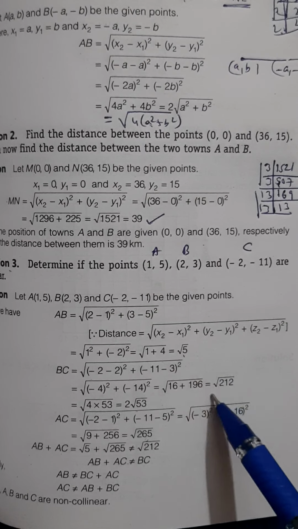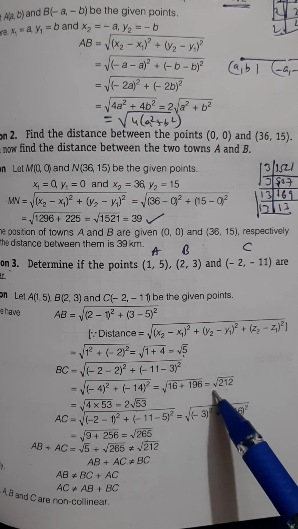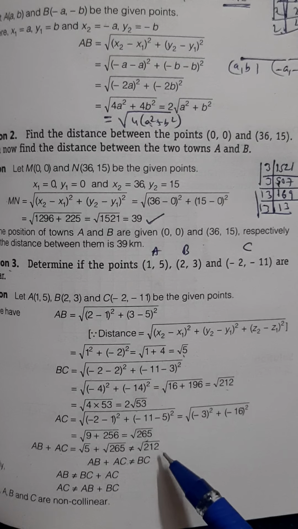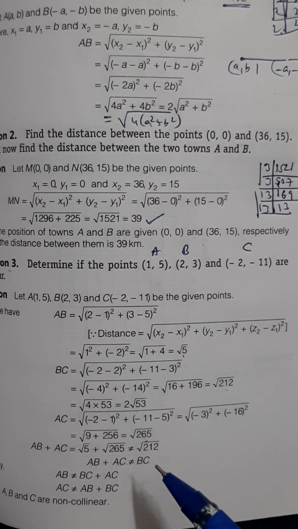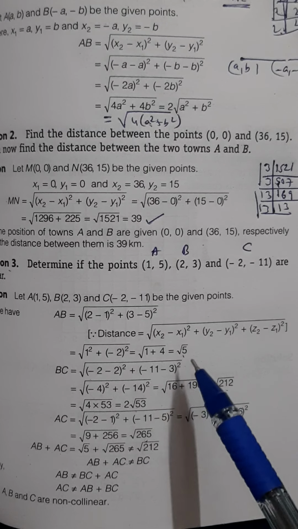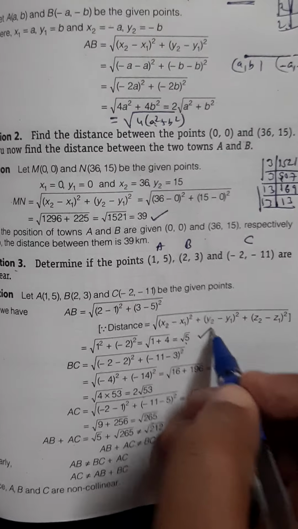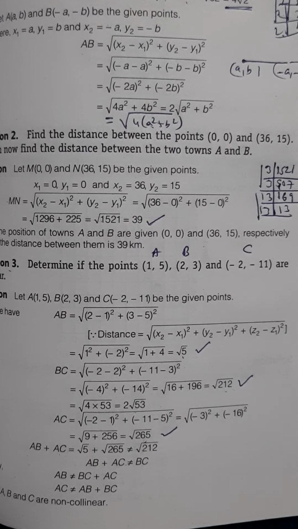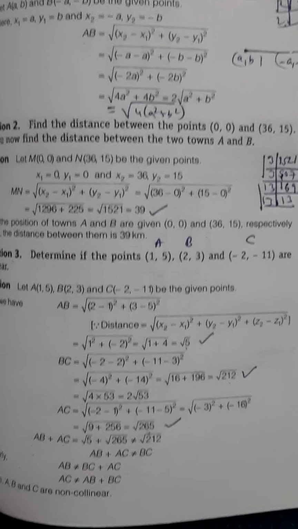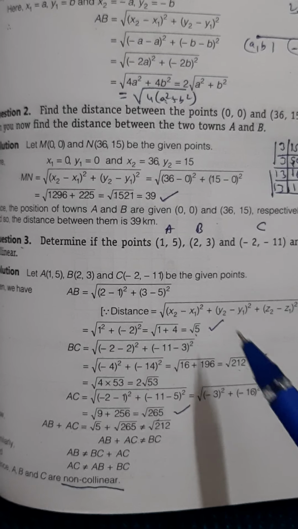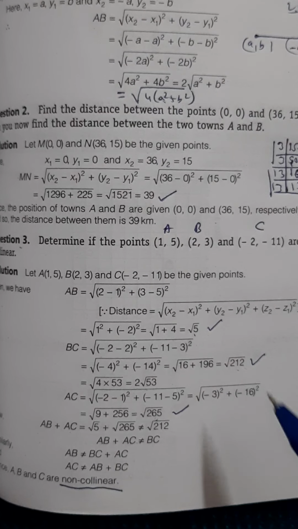You take the smaller two, root 5 and root 212. When you add, are you getting root 265? You are not getting it. So the sum of 2 is not equal to the third. When you add any 2, you should be able to get the third, right? So all these are your values of the distance. When we add any 2, obviously we will not get the third. So I can say the points are non-collinear. Okay, so the points are non-collinear. So suppose we had got two distances, and when we add we get the third, then we would have said the points are collinear.